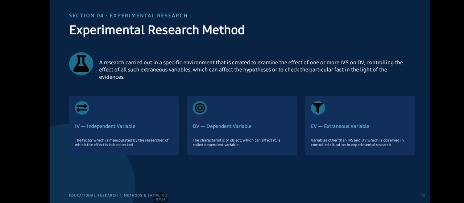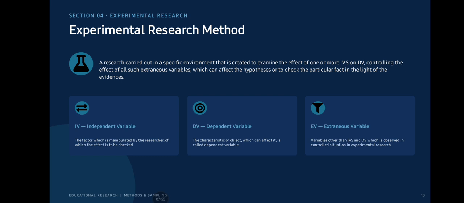Next is experimental research method. A research carried out in a specific environment that is created to examine the effect of one or more IVs on DV, controlling the effect of all such extraneous variables which can affect the hypothesis, or to check the particular fact in the light of the evidences.